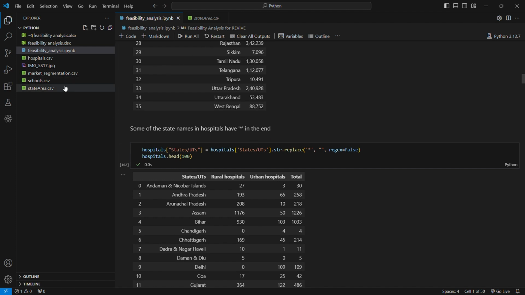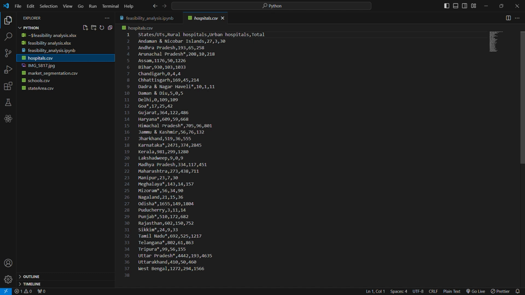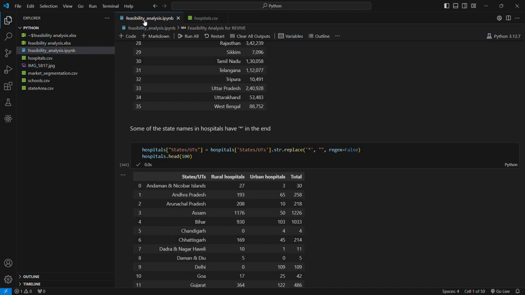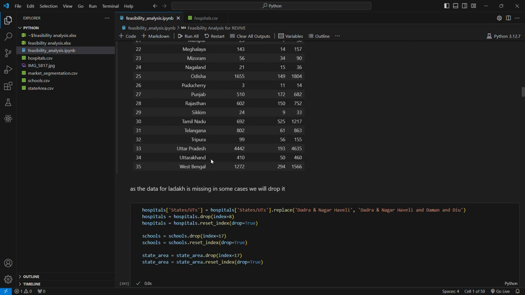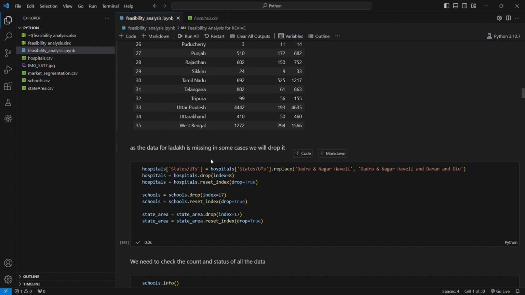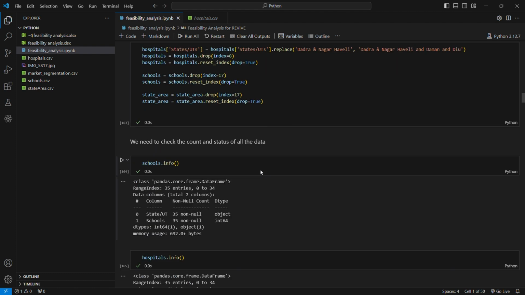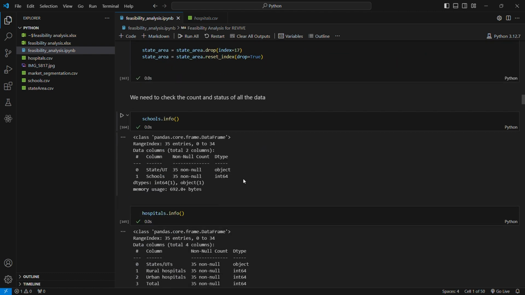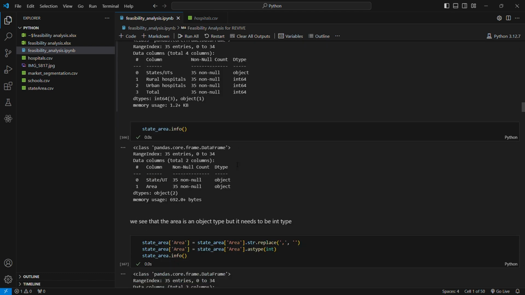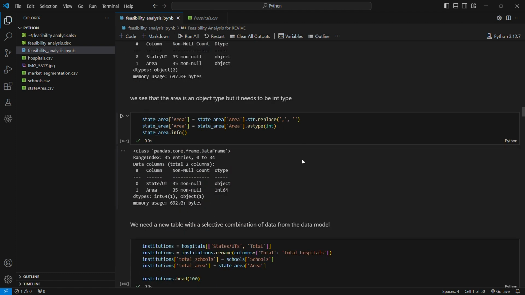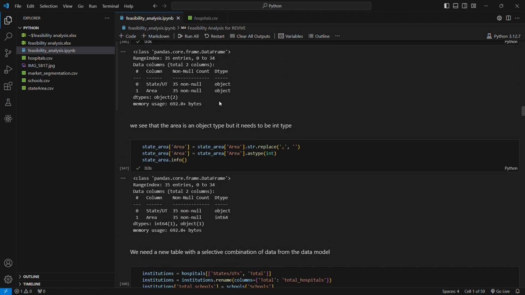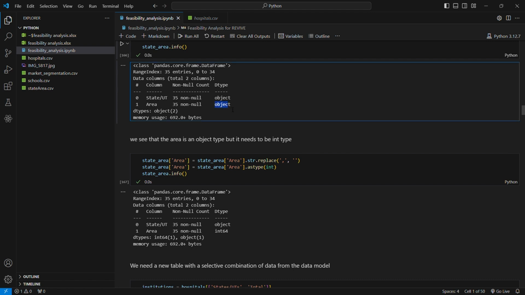And also we see this hospital dataset will have a lot of stars. So we'll remove all of the stars. This hospital dataset will have stars like this, and we have to remove this. So we do that. And then in some of these datasets, Ladakh is not mentioned. So since Ladakh is also an outlier here, we're going to remove Ladakh from the dataset. And then we'll check for any null values and all the types of this data. And as we see here, the area is actually an object type. So we're going to convert that to an integer type.